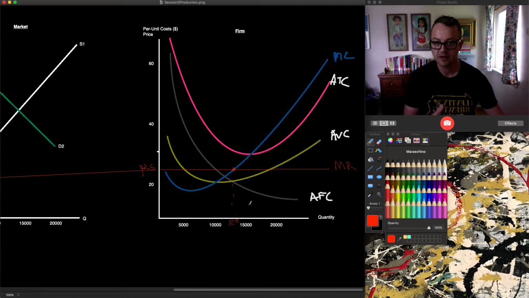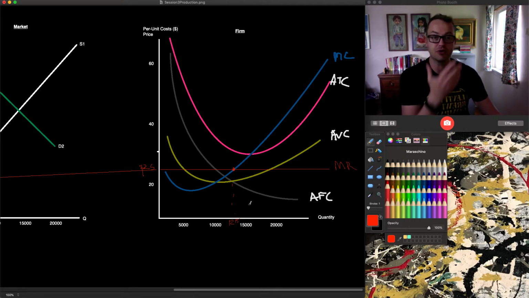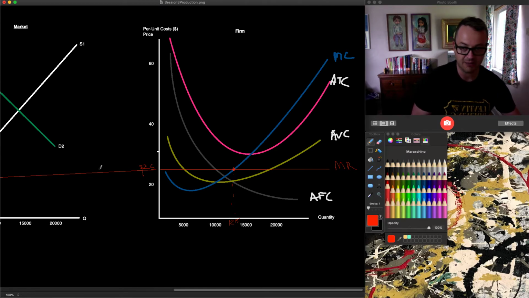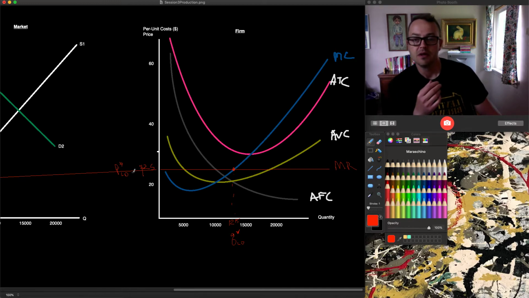So we'd produce 12,000 when the price is $25. We'd sell 12,000 of these. So that's the equilibrium quantity. I'm going to call this Q star low, and I'm going to call this $25 P star low. So our first decision is made. We make 12,000 of these units.